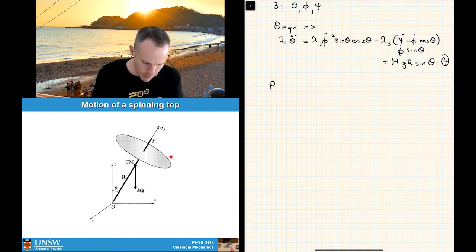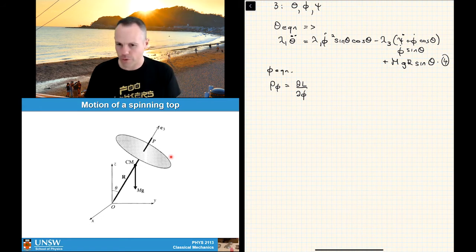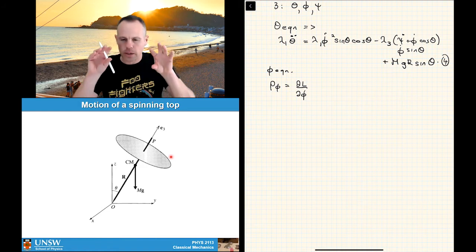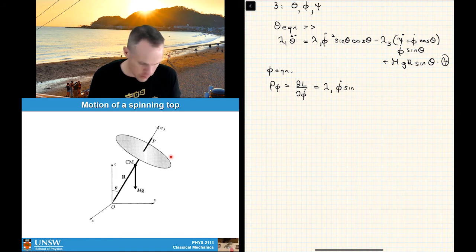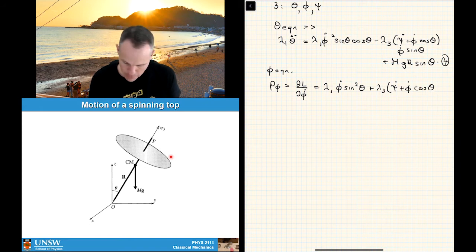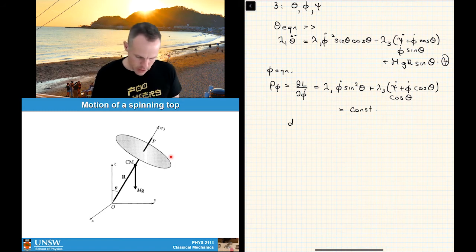So P of phi here is going to be dL on d phi dot. So now we're thinking about the phi equation, but we're not going to write the whole phi equation, okay? And so what I'm really saying here is my d on dt part is not turning up in this problem. Okay, so this is this bit here. Lambda 1 phi dot sine squared theta plus lambda 3 (psi dot plus phi dot cos theta) is a constant.